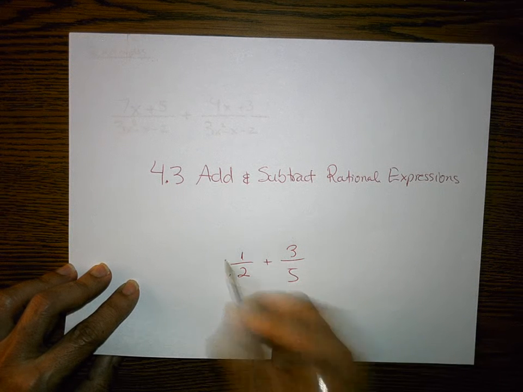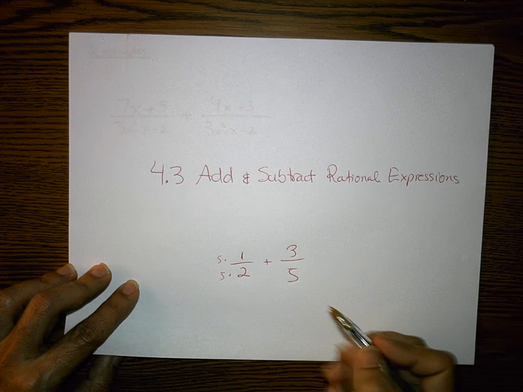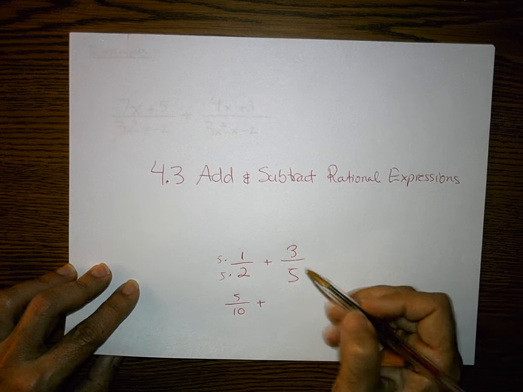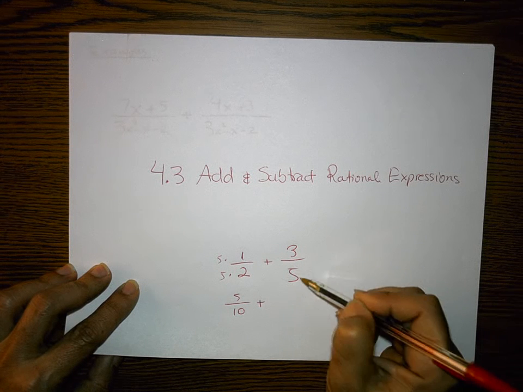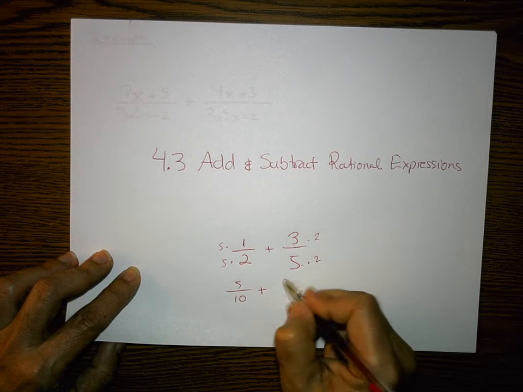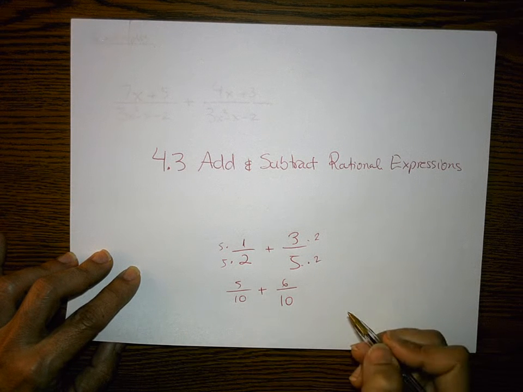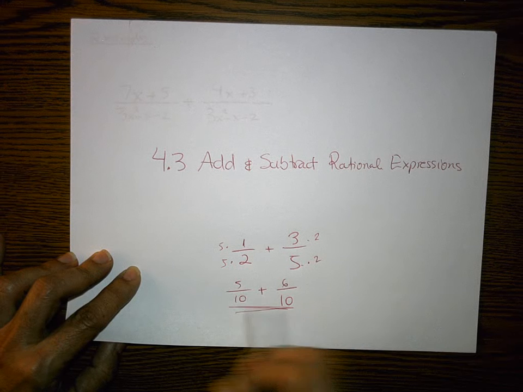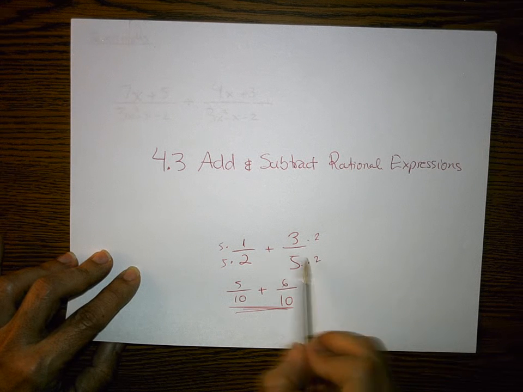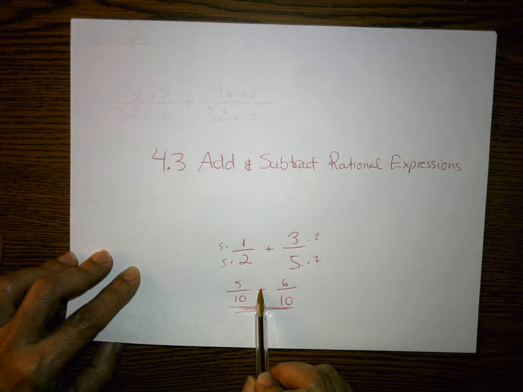I would have to multiply this side by a 5, which happens to be this other denominator. So I would have 5/10 plus, almost there. We need to make this a common denominator. We will multiply top and bottom by a 2, and we would have 6/10. Now I can add these two fractions because they have a common denominator. And that is the goal here. If I have a common denominator, I can add fractions.